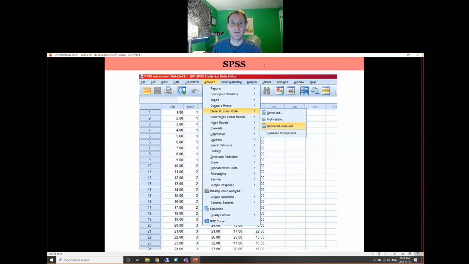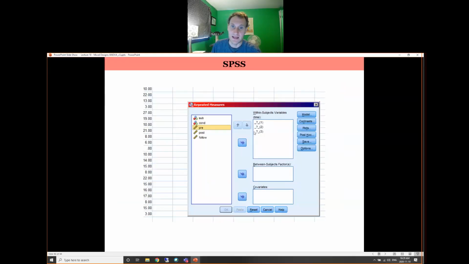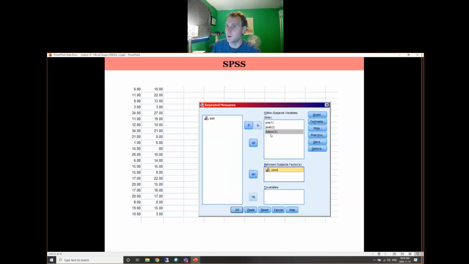So to run this, we analyze general linear model again. Again, we're at repeated measures, same as we were last lecture. We have to define a repeated factor, same as last lecture. In this case, it's time, and it has 3 levels, so I can go ahead and add that. It asks me to define, okay, well, what's at time 1, what's time 2, what's time 3? So we have labeled those variables pre, post, and follow-up. I can go ahead and select those, click this arrow, and move them over.